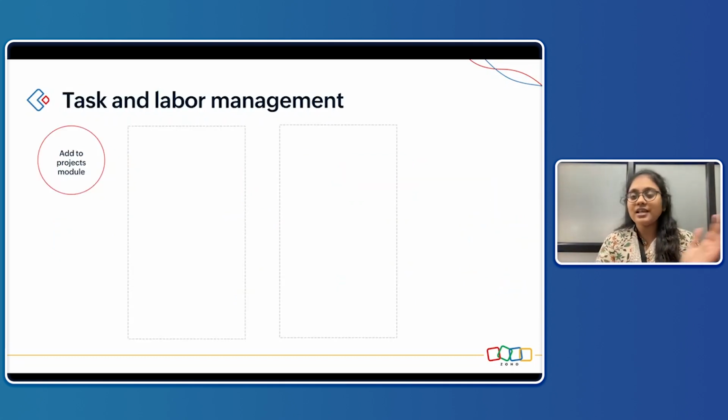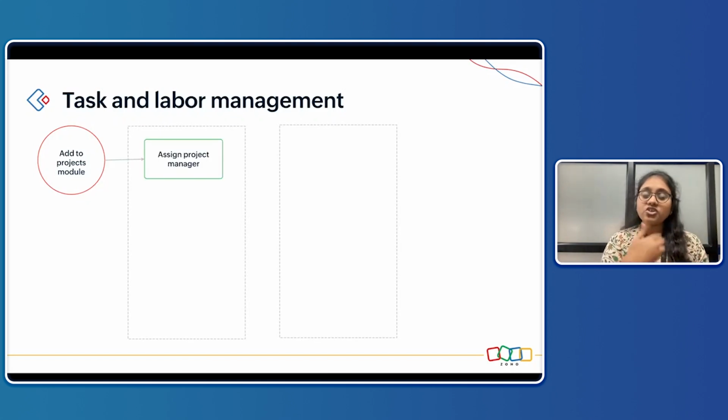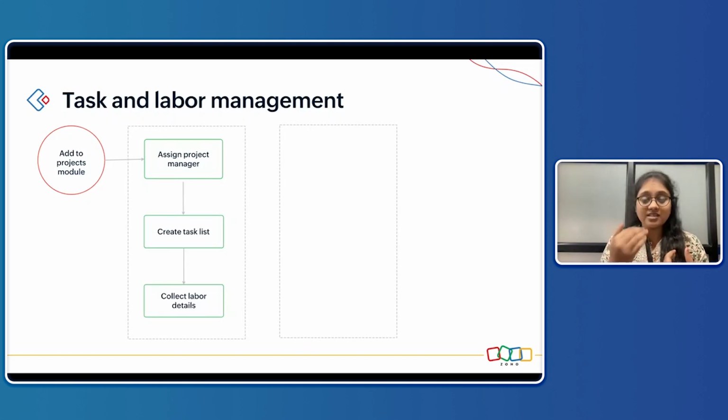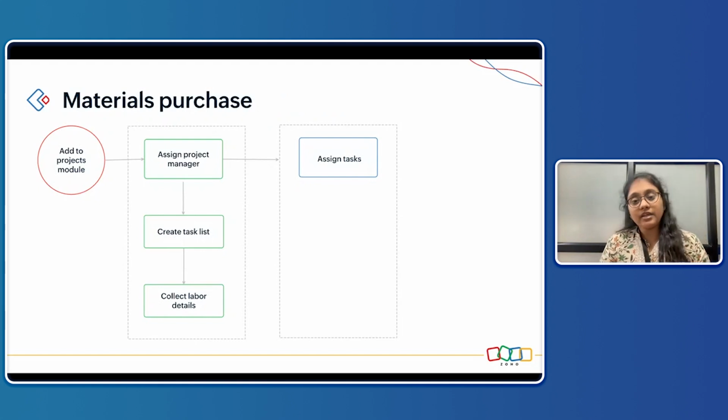And next module is the task and labor management. Once the design is finalized, we add it to the project module. From the project module, the builders will assign a project manager to each and every project. It is the duty of the project manager to create the task list needed for the particular project and to collect the labor details of those who can suit the task. And at last, they will assign the tasks to the laborers. This is going to happen in the task and labor management module. And the next module is going to be material purchase.